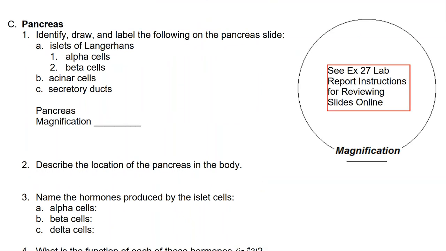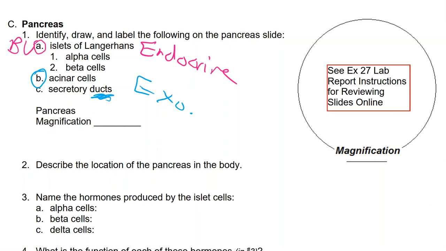The next gland we're going to look at is the pancreas. And so what do we have to find? We have to find islets of Langerhans, or pancreatic islets. These are going to be endocrine, where the acinar cells are going to do an exocrine function. And they're going to use ducts to get their product to the surface, where the islets are going to use blood vessels to get their product to the surface or to the destination.